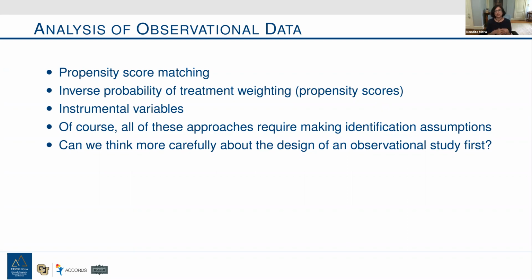And all of these approaches do require certain assumptions. We call them identification assumptions. And some of them only take care of measured confounding, like propensity scores. Instrumental variables can get at unmeasured confounding as well. But before we jump to the actual analytic plan, what I really encourage my collaborators to do is to think more carefully about the design of the observational study first.